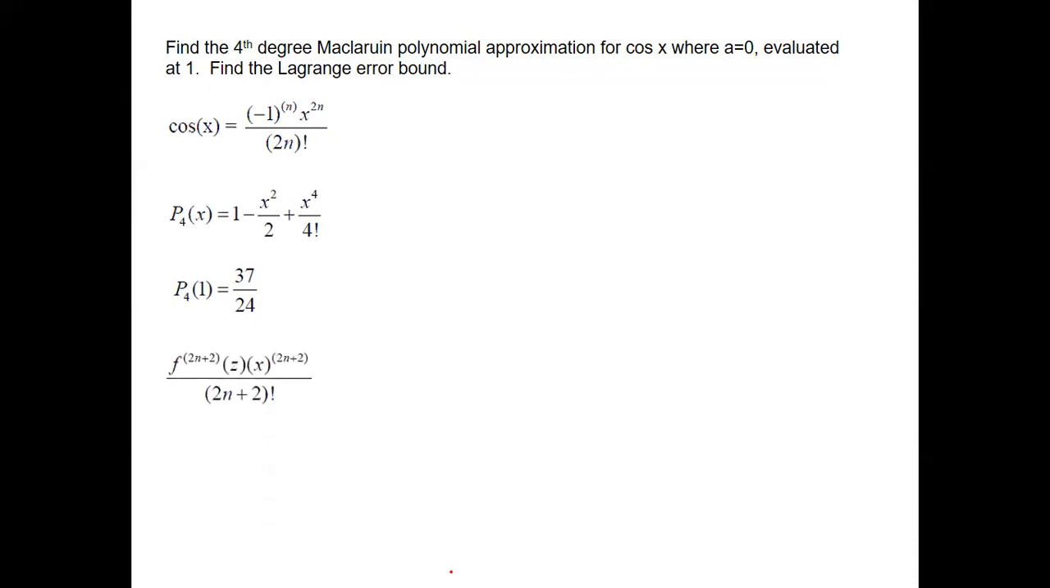So maybe go ahead and pause me here and see if you can try this problem based upon what we've just done. So here's my nth term of my cosine series and the first couple terms of it, getting out to my 4th degree as was asked. And the 4th degree Maclaurin polynomial, I just realized I spelled Maclaurin awful. So the Maclaurin polynomial at 1 is 37 over 24. So that's what the Maclaurin polynomial says the cosine of 1 is if I'm only going out to a 4th degree polynomial. So now I'm going to do my approximation here.